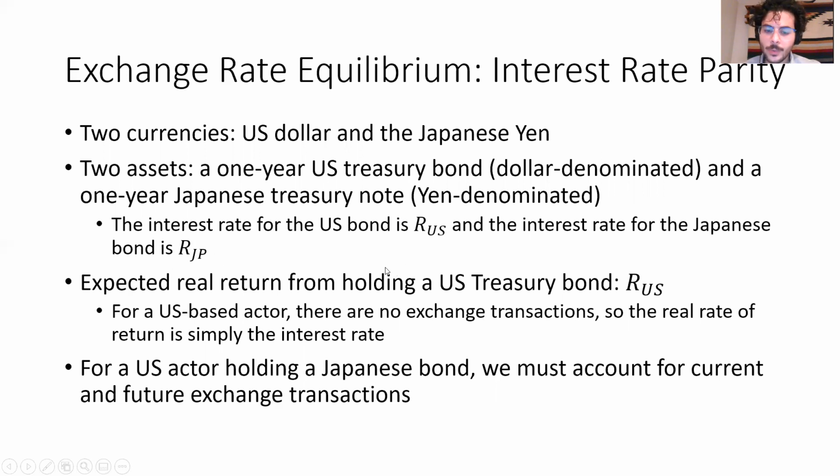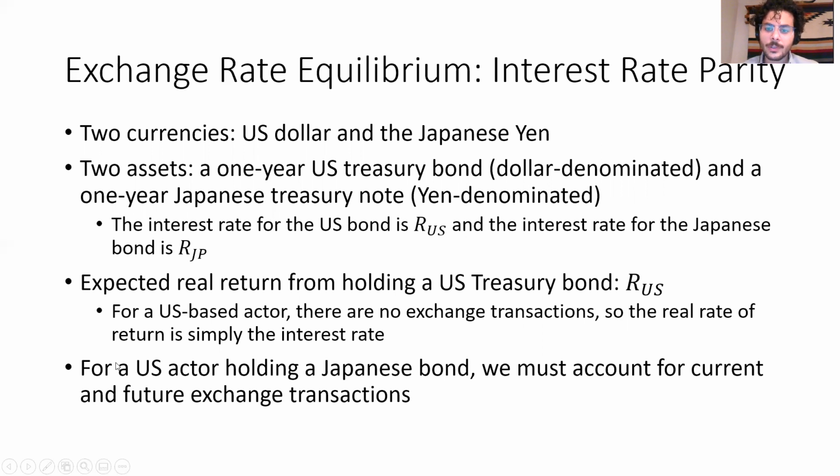So if you buy a US bond, the expected real return from holding that bond is RUS. So if you buy $100 worth of this bond, at the end of the period, you will get your $100 back plus RUS. So if this was 0.05, we would get $5 back, in addition to the 100 that we put in. And for a US-based financial actor, there's no exchange transactions, so the real rate of return is simply the interest rate. We put in $100 now, we get $105 back in the future.